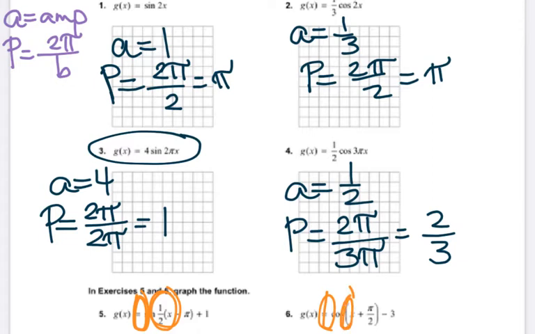So that should be enough to get you started, especially on the puzzle time that is assigned for today. And then for tomorrow, we will simply do those graphs that are right here, but we'll get to that in a minute. For today, all you need to do is identify the amplitude and the period and do the puzzle time. So see you tomorrow.